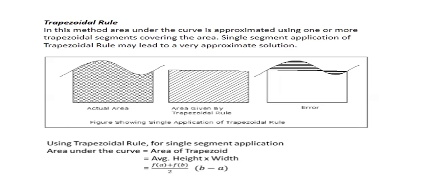So if we try to calculate the area, then the area is given by an equation like this. Using trapezoidal rule, area under curve is equal to area of trapezoid, which is equal to average height into width of trapezoid, which is equal to (f(a) + f(b))/2, that is the average height, into the width of trapezoid, that is b minus a. So a, b are limits of integration.